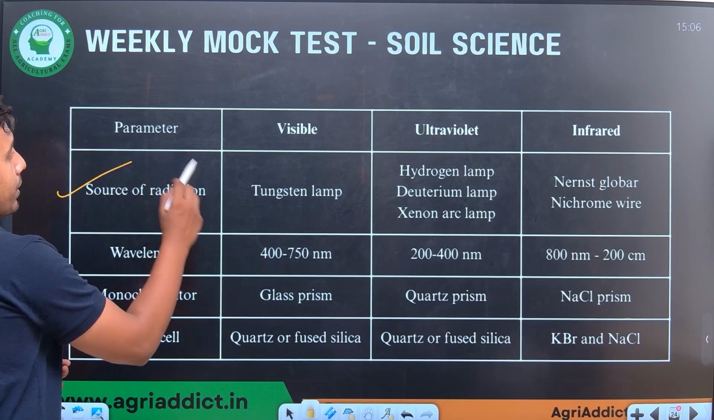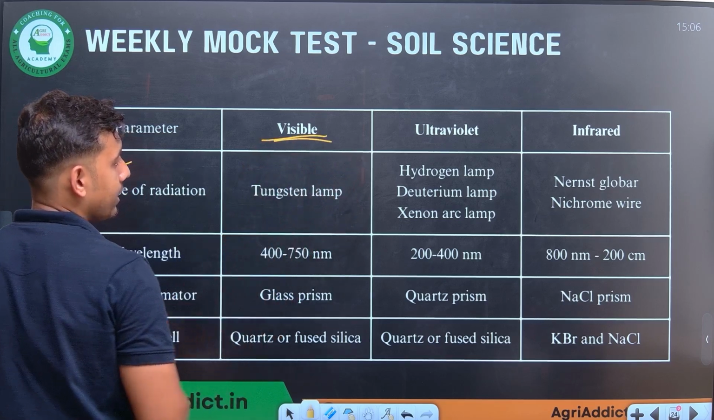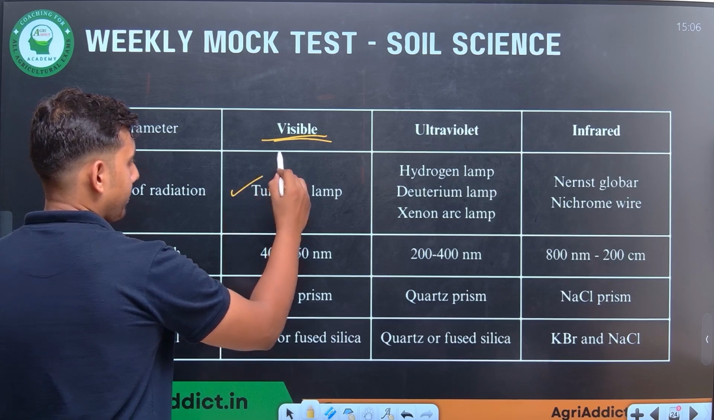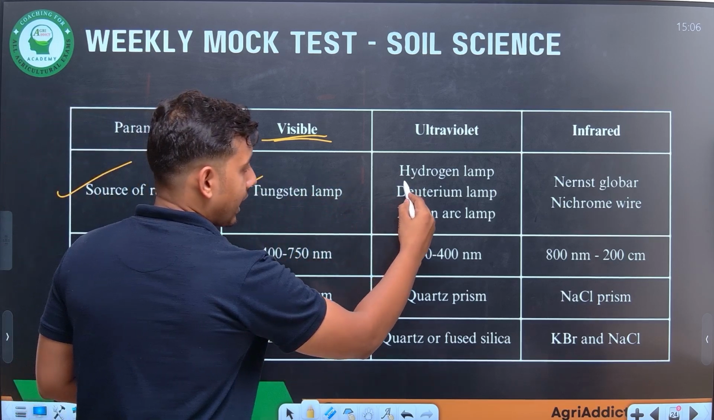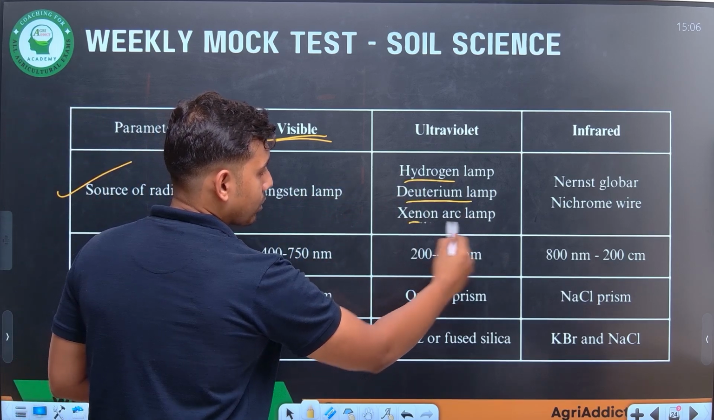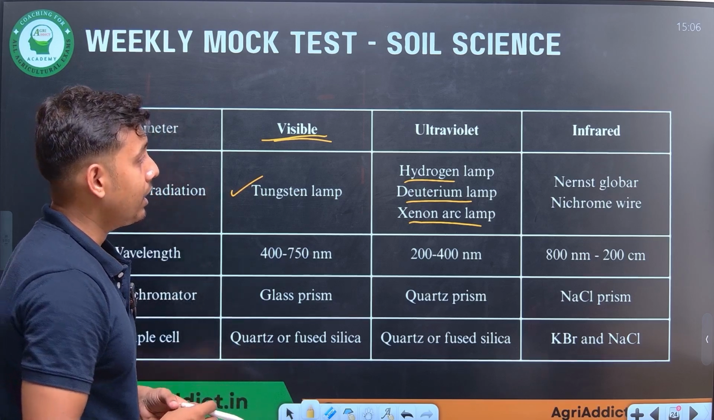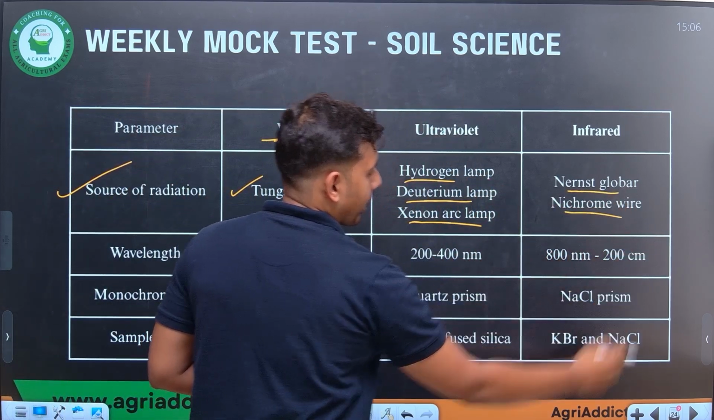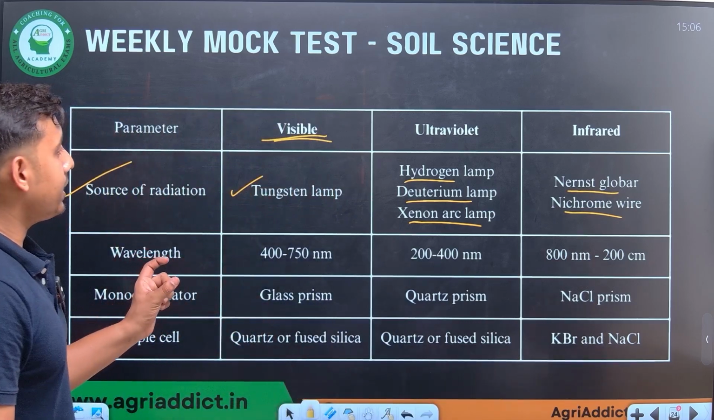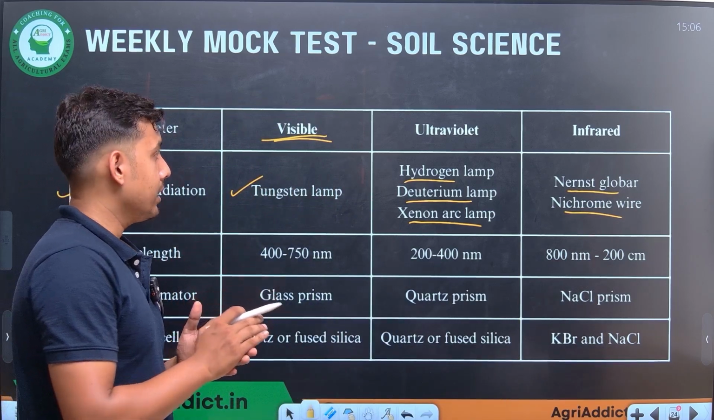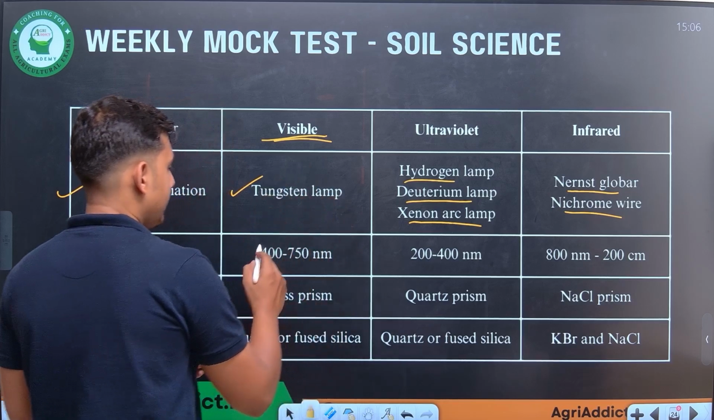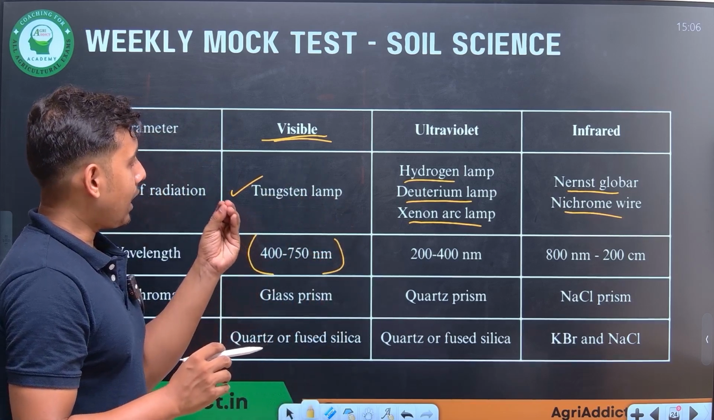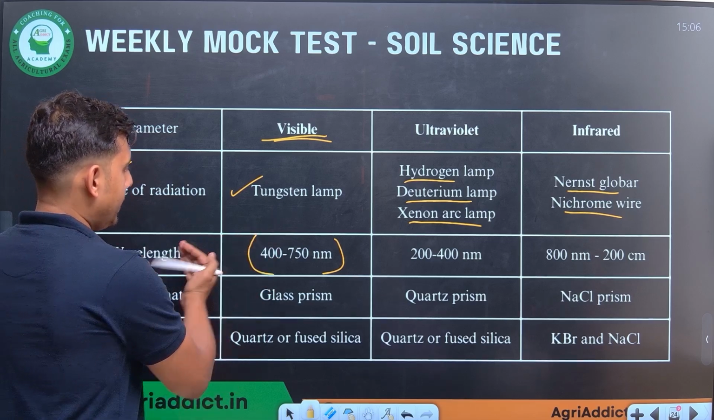The source of radiation for the visible light in the UV-Vis spectrophotometer is tungsten lamp. And for ultraviolet, it is hydrogen lamp, deuterium lamp, and also xenon arc lamp. And for the infrared, it is actually Nernst glower and nichrome wire. What are the wavelengths of those lights? In visible, it is 400 to 750 nanometer. In ultraviolet, it is below 400.